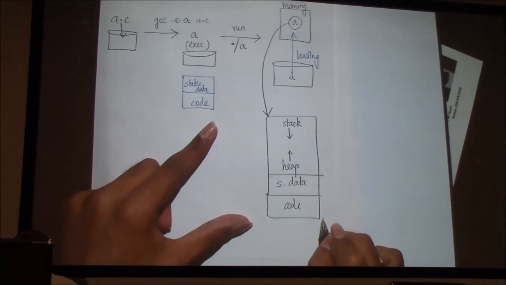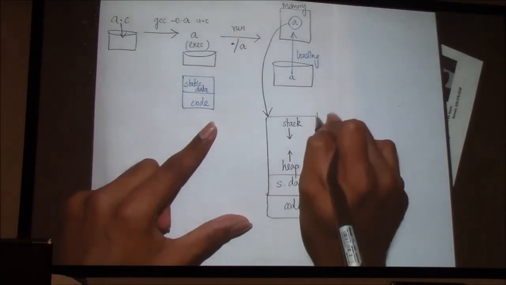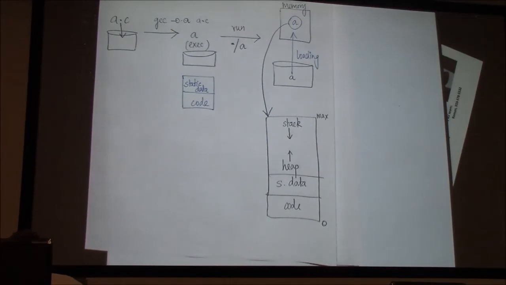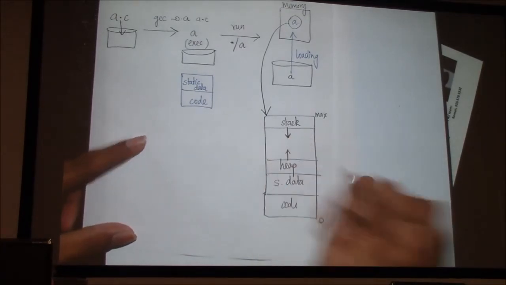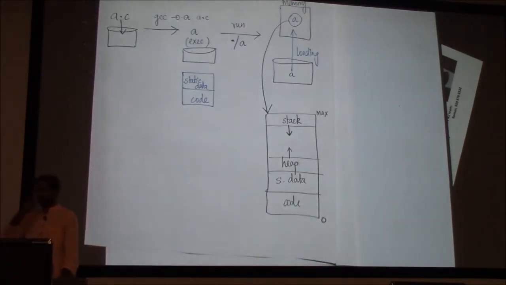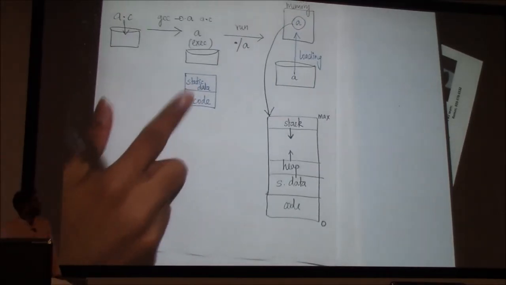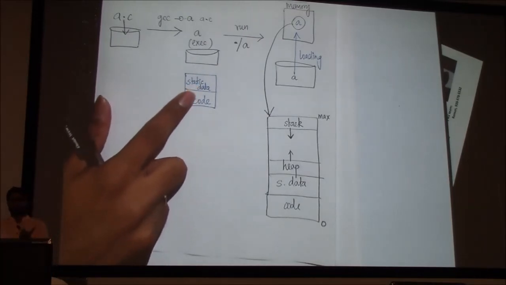We assume that we start at 0 and we have the max value here. So the heap is here and it goes upwards, and the stack is here and it goes downwards. This is the answer for question number 10 or something like that in the intro worksheet. This is how a C program looks while it is executing in memory, and this is how the executable looks while it is on the disk.